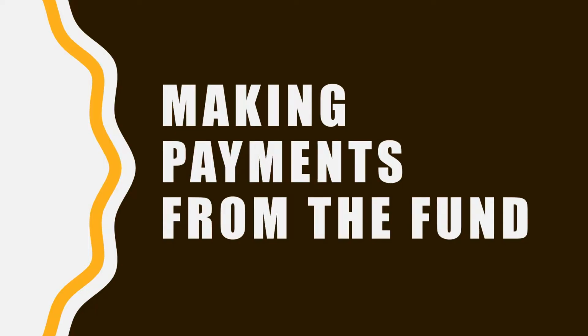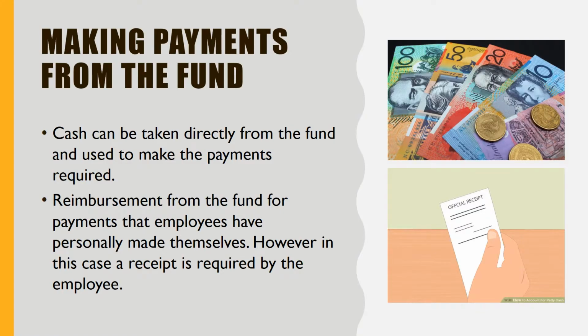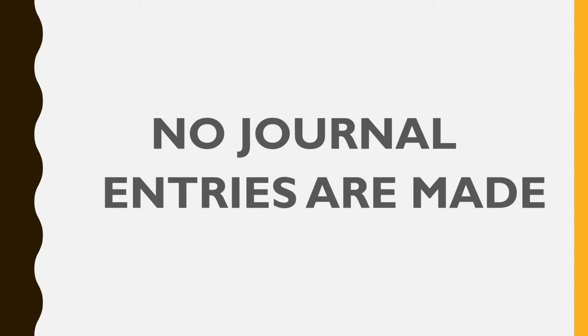Now that our petty cash fund has been established, we now need to know how we make payments from the fund. When making payments from the fund, there are two methods that can be used. Cash can be either taken directly from the fund and used to make the payments required, or it can be used to reimburse employees for payments or costs that they have incurred themselves. However, in the case of a reimbursement, it is required that employees present a receipt to show what they are being reimbursed for and to be able to record the reimbursement. It is important to note that no journal entries are made in this stage of the petty cash fund.